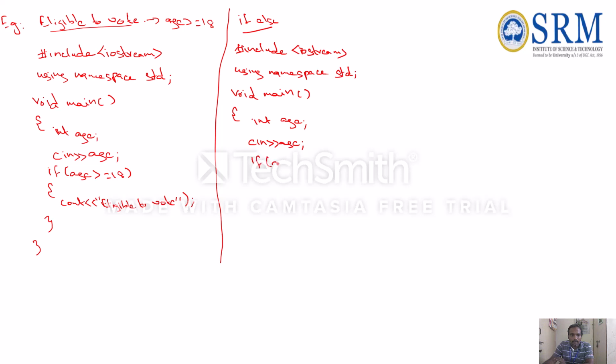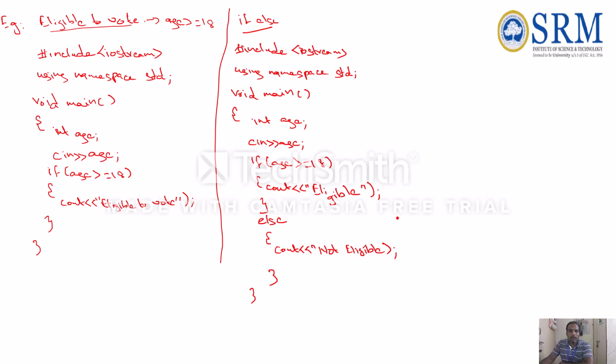Then we are going to check if the person's age is greater than or equal to 18, cout we are printing eligible. Else, if the condition fails, cout not eligible. So like this, this is the program for if else.